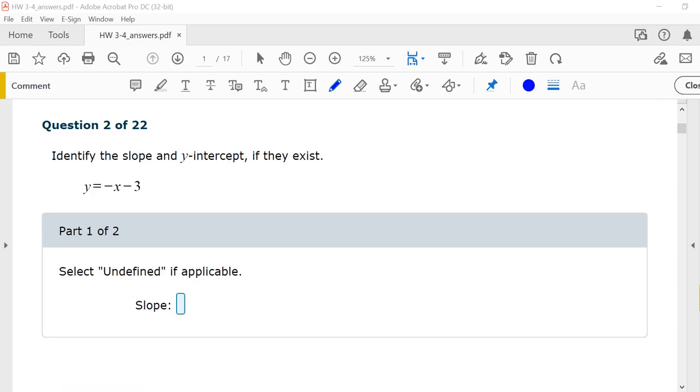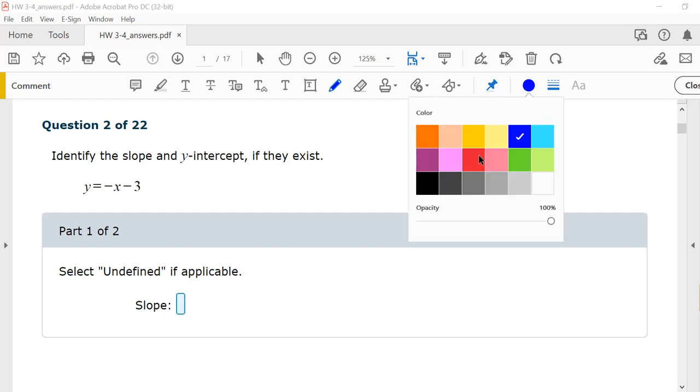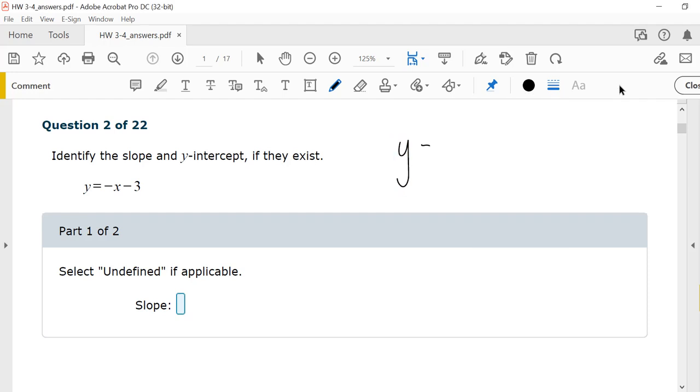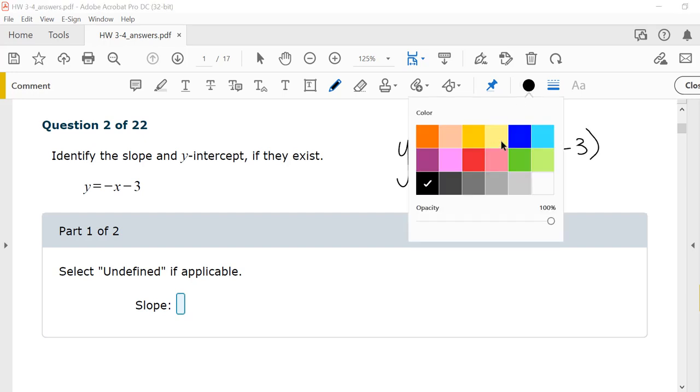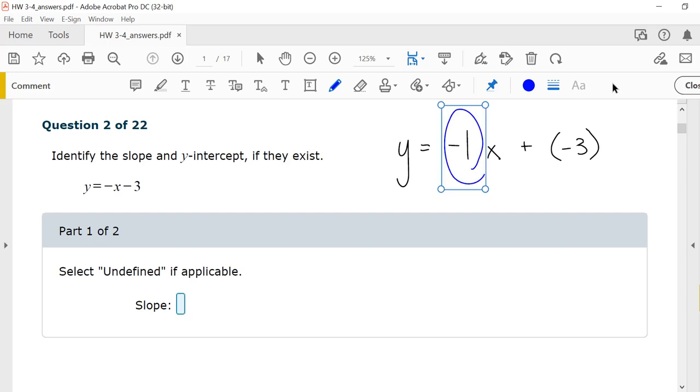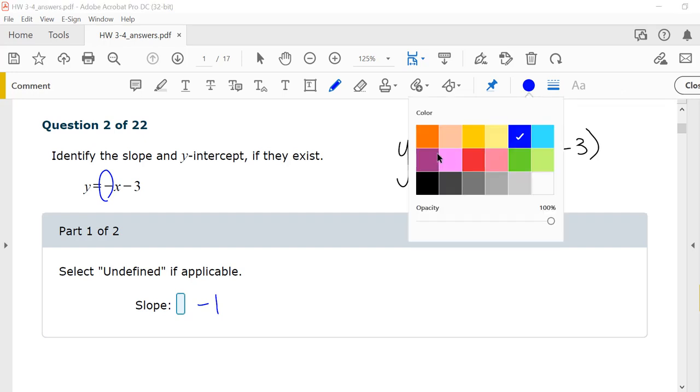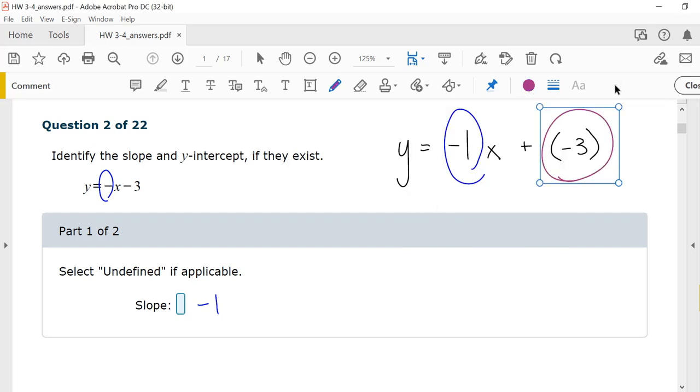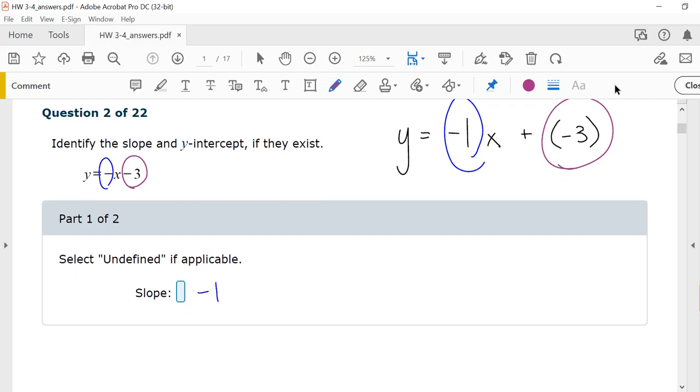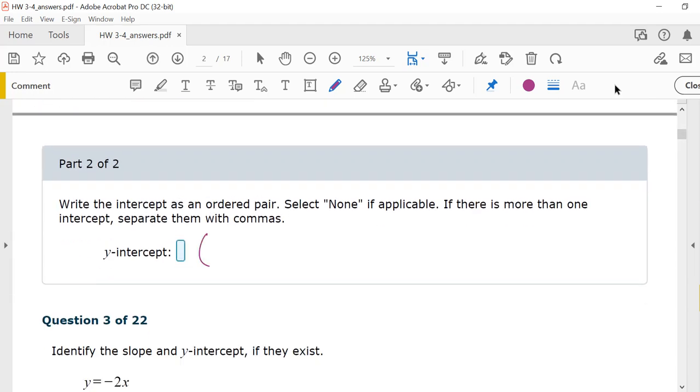Number 2, identify the slope and y-intercept if they exist. The equation is y equals negative x minus 3. If you need to see that written as negative 1x plus negative 3, so that you can identify the slope quickly, the slope is the number in front of the x, so it's negative 1. And then the y-intercept is the number out to the side, which is negative 3. So you're going to write it as an ordered pair, (0, -3).